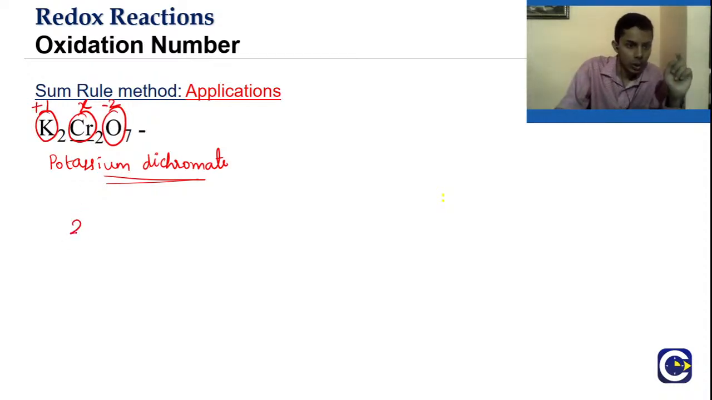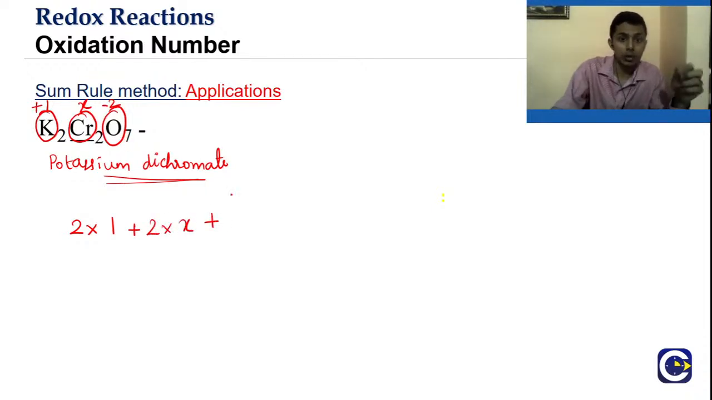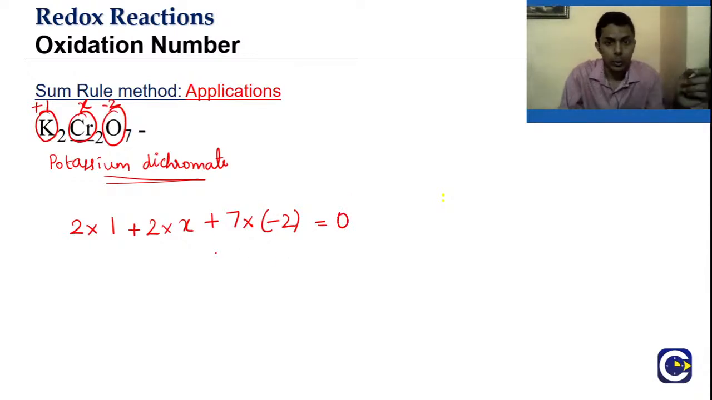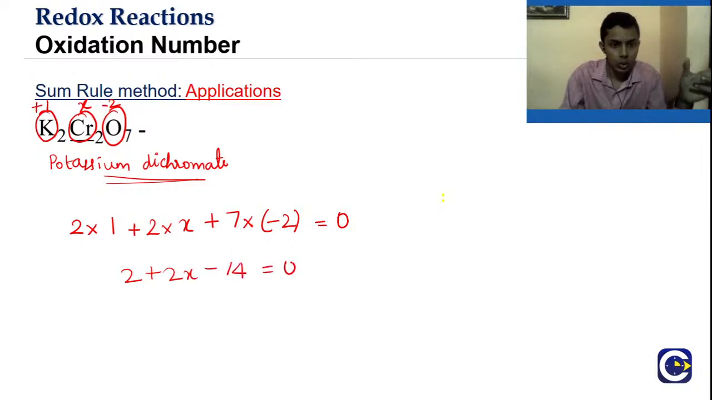So here 2 atoms of potassium are there, so 2 into +1, plus 2 into X, plus 7 atoms of oxygen are there, so 7 into the oxidation number -2, which is equal to 0. Clear? So on solving, we get 2 plus 2X minus 14 equal to 0, or X equals 12 by 2, which is equal to 6.